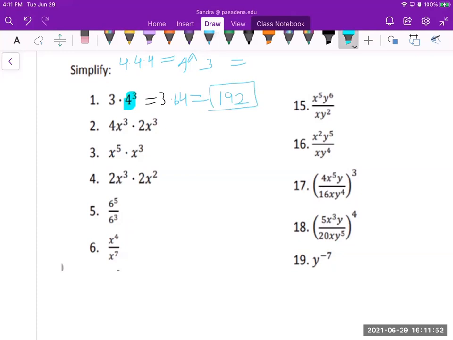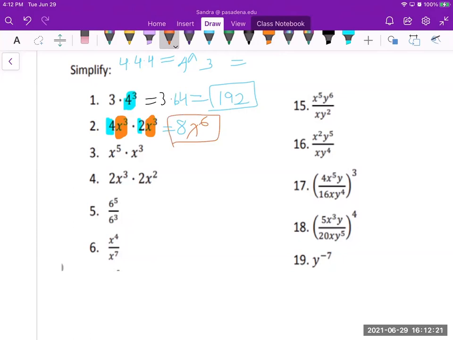Okay, let me move on to number 2. I'm going to work with the numbers first. I'm going to multiply the 4 and the 2. So 4 times 2 gives me an 8. Then I'm going to multiply x to the third times x to the third. They have the same base, and if they have the same base, we can add the exponents. So this will be x to the 6th power. This is the answer.